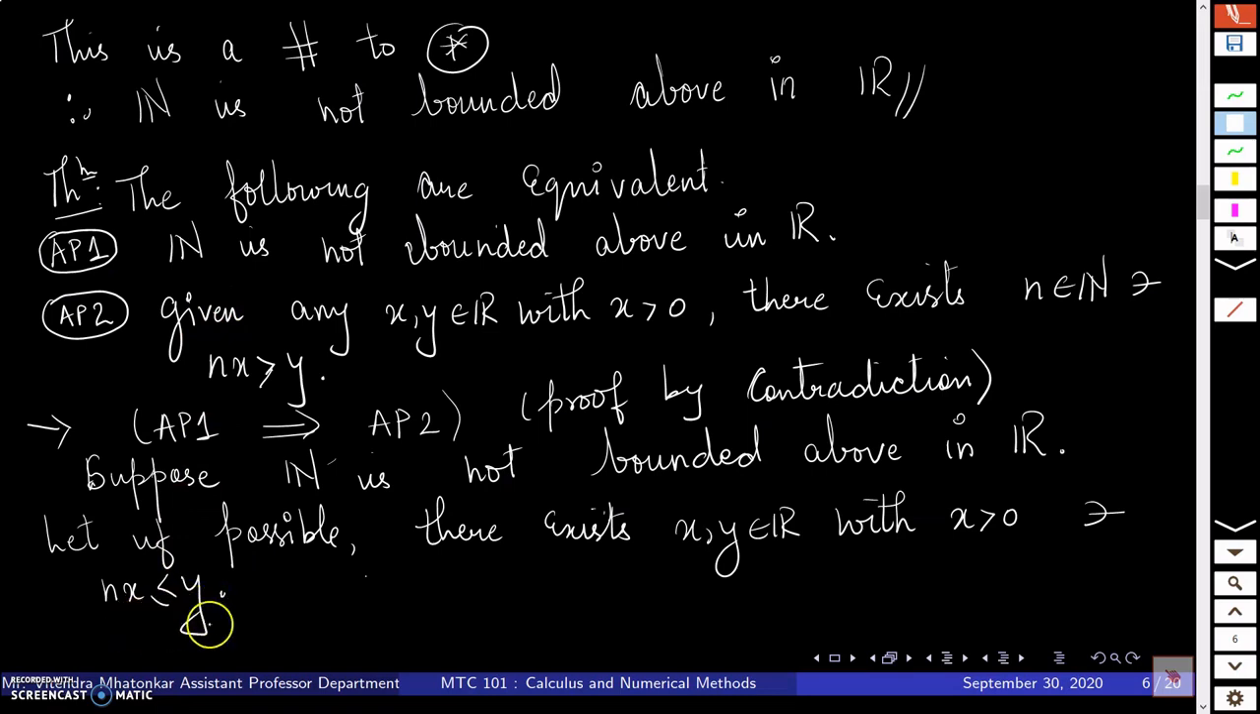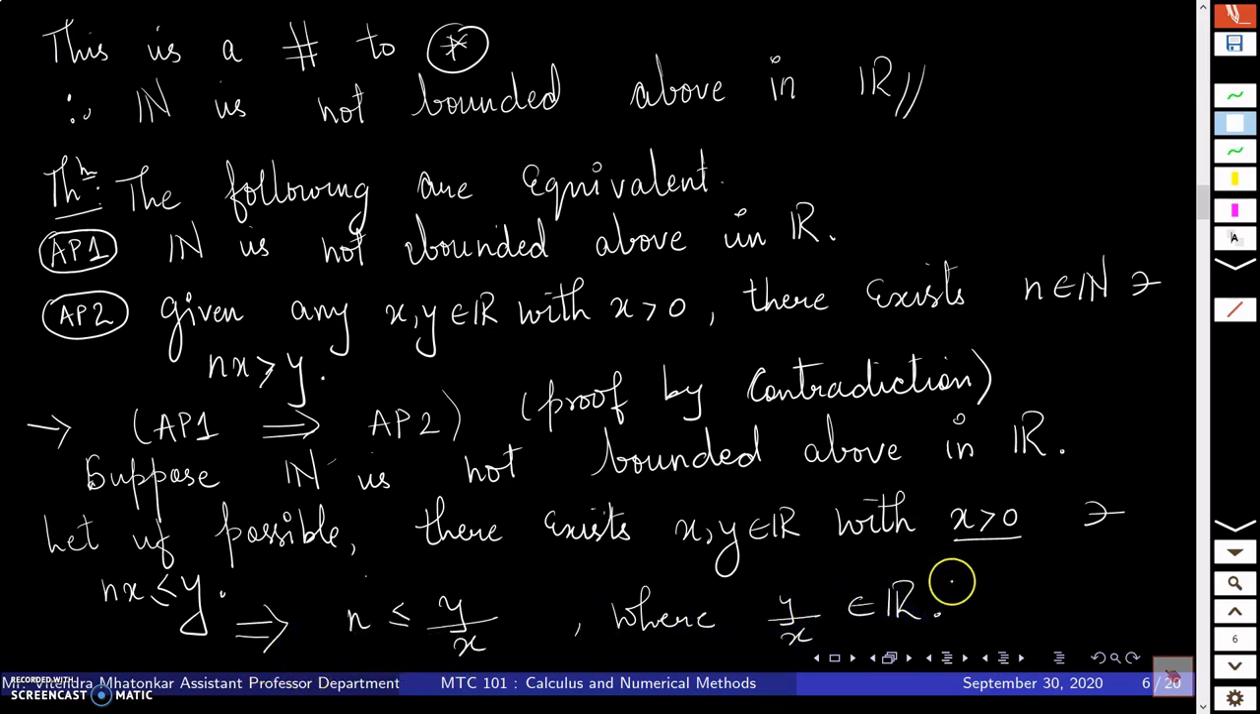Now, x is a strictly positive real number, so I can talk about its reciprocal, 1 by x, which will be well defined. So I can multiply 1 by x on both sides, which gives me n is less than or equal to y upon x. Here y is a real number and x is a positive real number, so y by x will again be a real number, and this statement is true for every natural number n, because that's what we are saying here, such that nx is less than or equal to y.